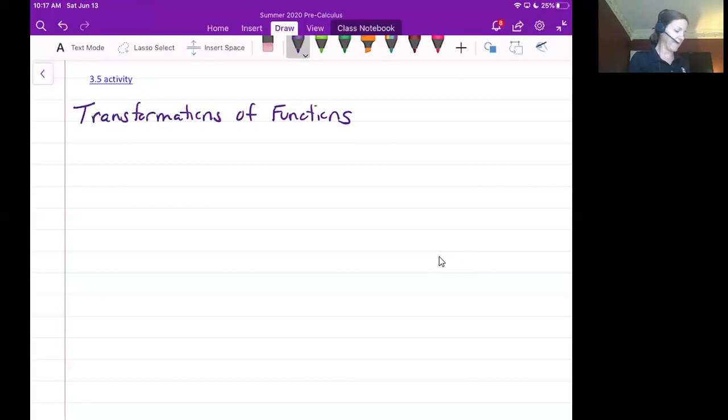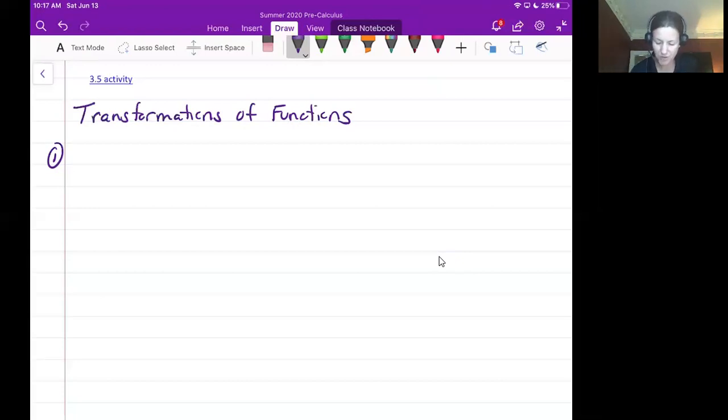So what I want to look at first is different kinds of transformations. There are several types of transformations that you need to be able to perform, and there's a certain order that they need to occur in. By transformations, I just mean that we're taking the original graph, what we're going to call the parent graph or the base graph, and we're going to move it up, down, left, right, stretch it, shrink it, things like that.